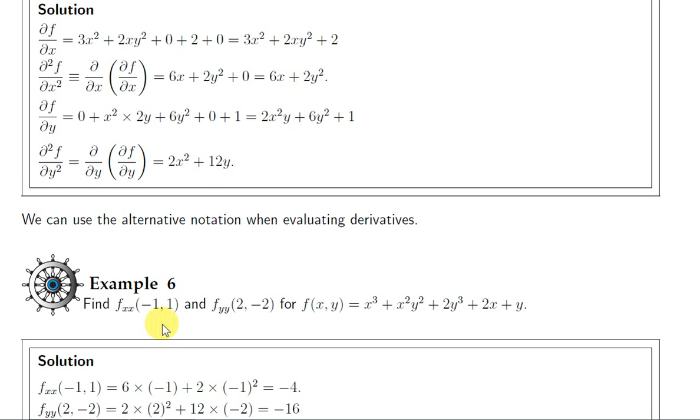So we got 6x plus 2y squared. We plug minus 1 in for x. This should be a plus 1, but it doesn't matter because we're squaring it. So we get minus 4 for the answer.